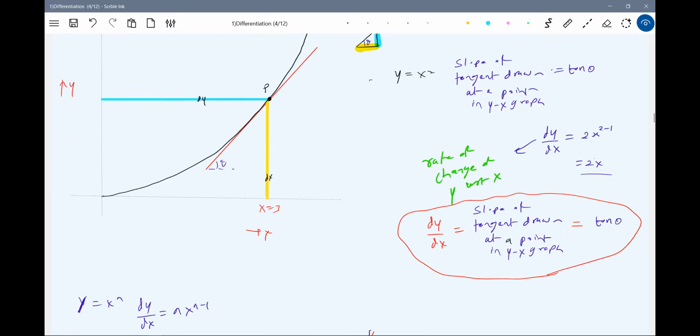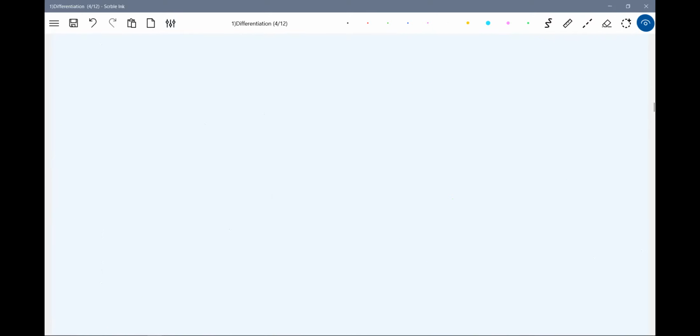Let me go for y equal to x to the power of n. The generalized formula we will derive, then I'll come to the other thing. Now this is what we can call the power rule. Y equal to x square, I did not. Let's go for a generalized derivation.